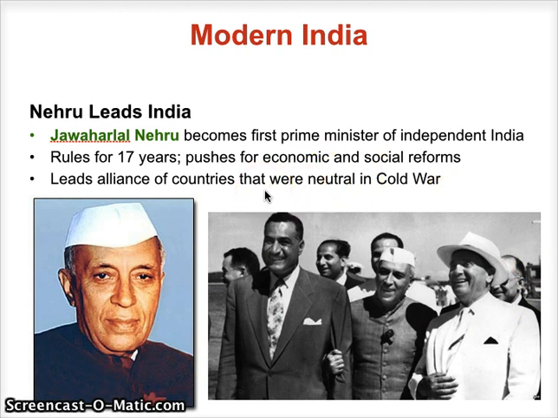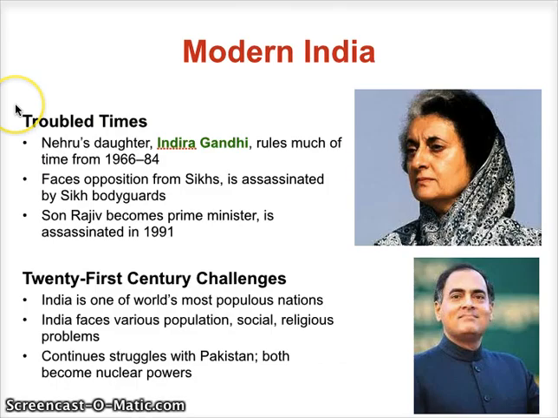So overall, Nehru was quite a good leader. After Nehru dies, we have some troubled times in India. Nehru's daughter, Indira Gandhi, ends up ruling from 1966 to 84. And generally, she was a very capable leader.